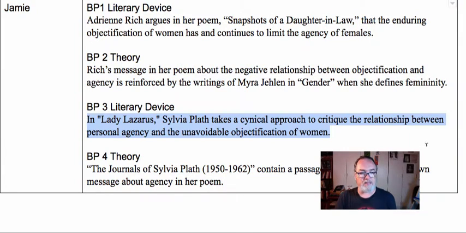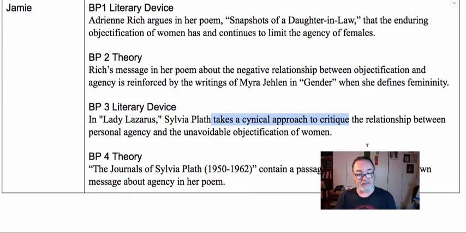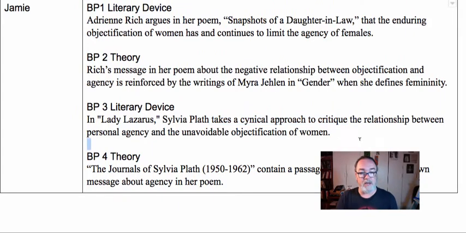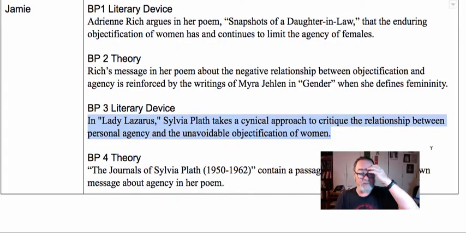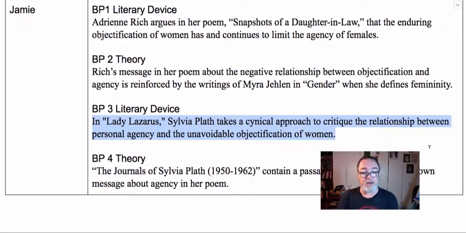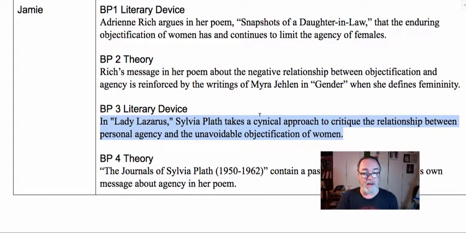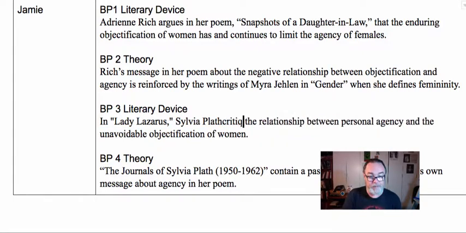When we look at her sentence about Lady Lazarus, when she says here, takes a cynical approach to critique, I would have just said critiques. In Lady Lazarus, Sylvia Plath critiques, right? Go with the short active verb that cuts down your verbiage. And it helps you also see how straightforward these claim sentences can be. So if we said in Lady Lazarus, Sylvia Plath takes a cynical approach to critique the relationship between personal agency and the unavoidable objectification of women, we could sharpen that, right? Tighten that by changing this takes a cynical approach to critique and just go right with critiques, right?